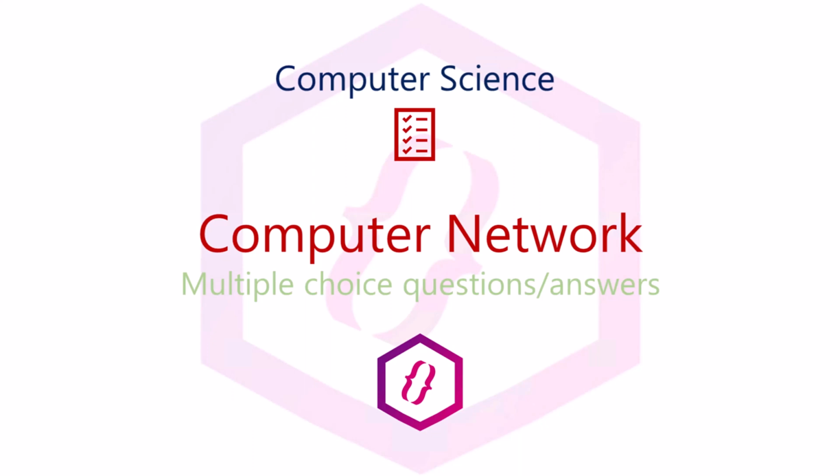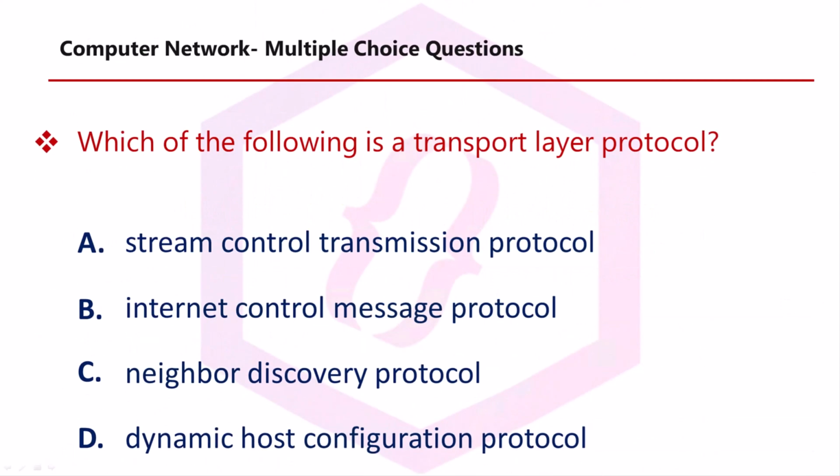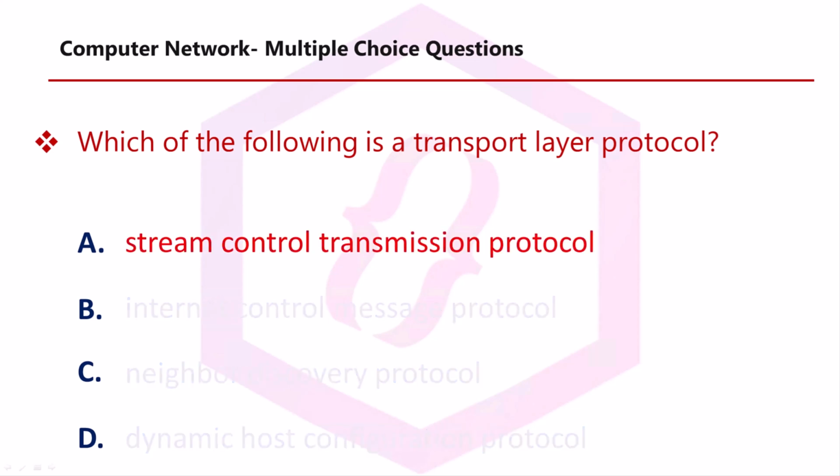So let's go to the MCQ session. The first question is, which of the following is a transport layer protocol? Option A, Stream Control Transmission Protocol. Option B, Internet Control Message Protocol. Option C, Neighbor Discovery Protocol. Option D, Dynamic Host Configuration Protocol. And the correct answer is option A, Stream Control Transmission Protocol.